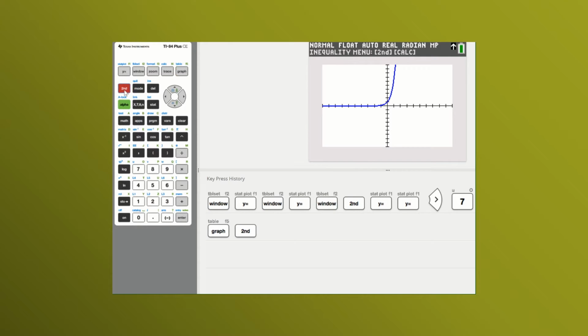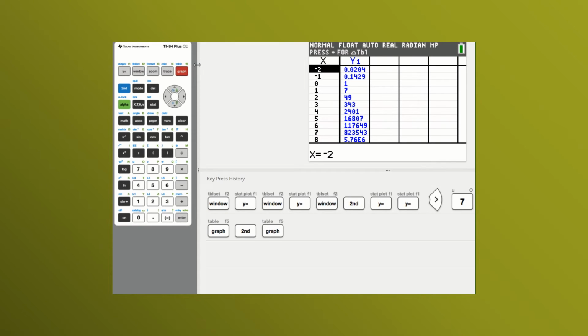Now let's go look at our table and see what we can learn from there. I can see here that when x equals 0, y equals 1, there's my y-intercept. Then as x is going more and more positive, let's look at when x is equal to 7. When x is equal to 7, y is equal to 823,543. Now that's taken off really fast.